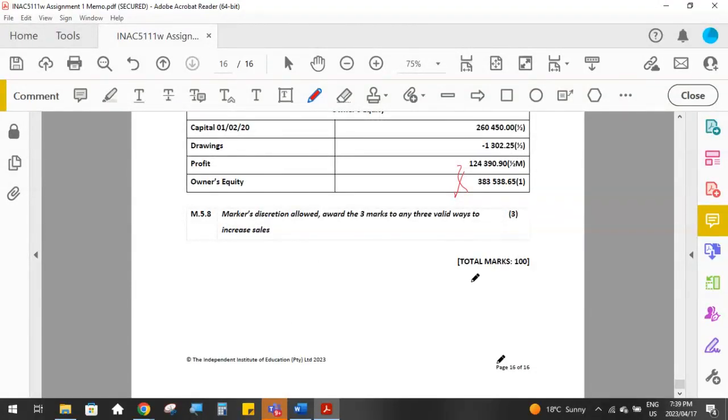And then for question 5.8, as long as your answers made sense, you would have got those 3 marks, but you had to specifically describe an action that the business would take that would directly have the effect of increasing sales specifically. So if you gave an action that would decrease an expense, you're talking about increasing the profit, not increasing the sales. So what action would have the effect of increasing the top line revenue, sales?